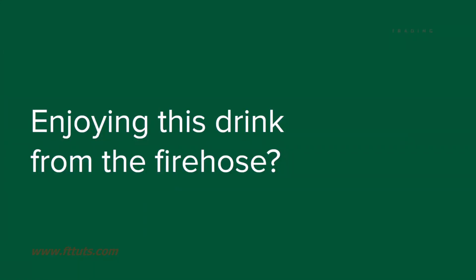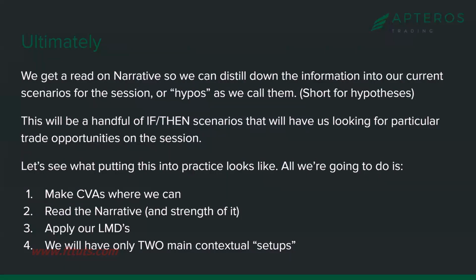Enjoying drinking from a fire hose? Ultimately, we get a read on narrative so we can distill down the information into our current scenarios for the session, what we call our hypos. Hypotheses, right? This is going to be a handful, typically 3, I think is a good number, of if-then scenarios. So putting this into practice involves making CVAs where we can, where they exist, reading the narrative and the strength of it by applying our laws of market dynamics and whatnot.